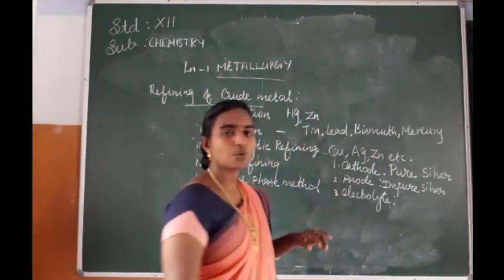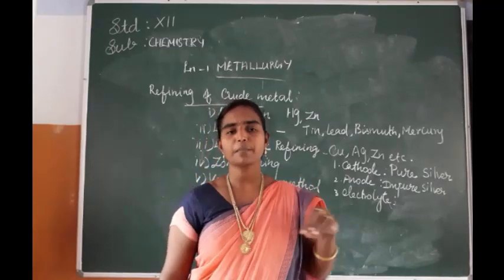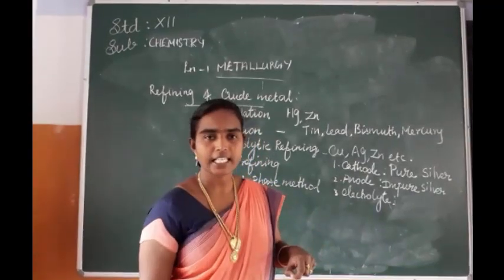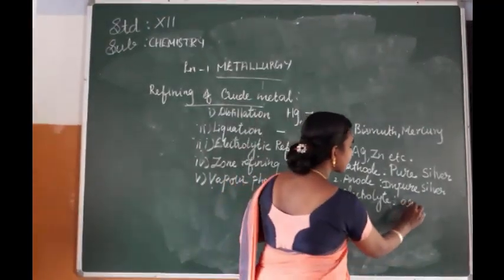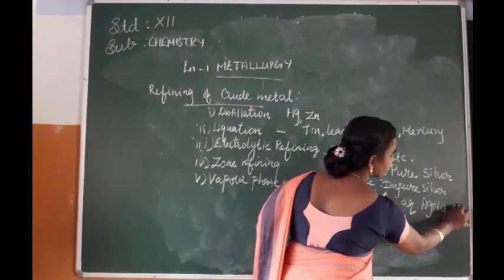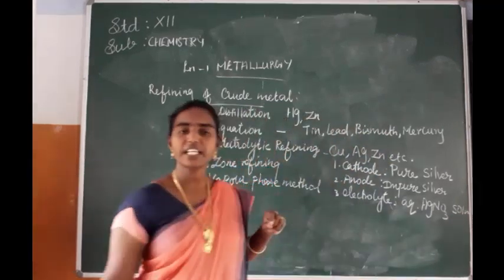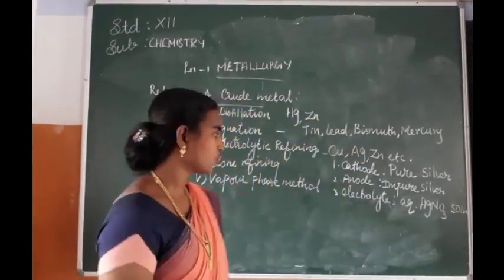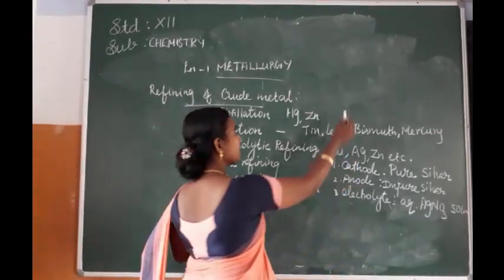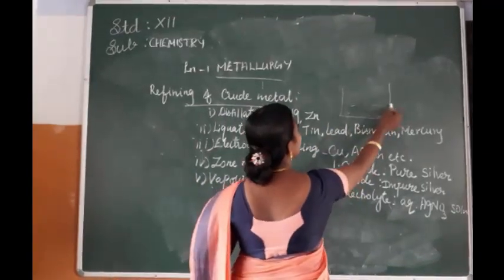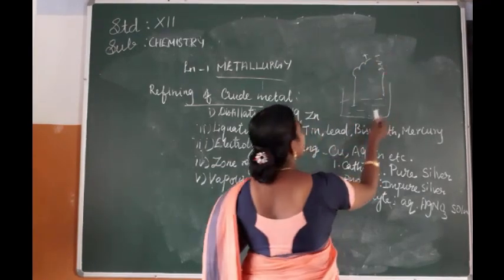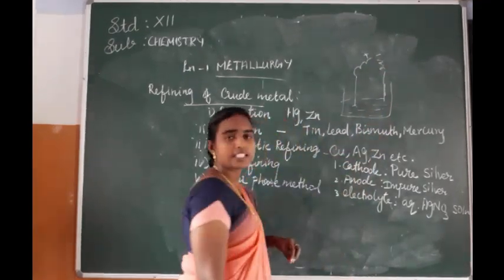Next, electrolyte, the salt of the particular metal. Okay. So here silver can be dissolved in nitric acid. So aqueous silver nitrate solution will be taken as an electrolyte. Okay. So what have we taken? Silver nitrate solution as an electrolyte. So you need an electrolytic cell and all, you know, isn't it? So here we have like this, a glass vessel, cathode, and it will be anode. Here we have taken electrolyte, isn't it?